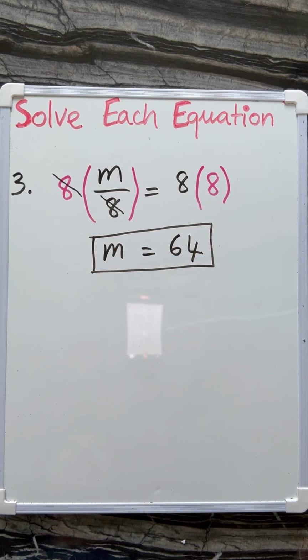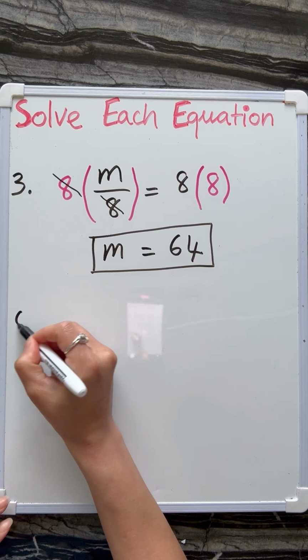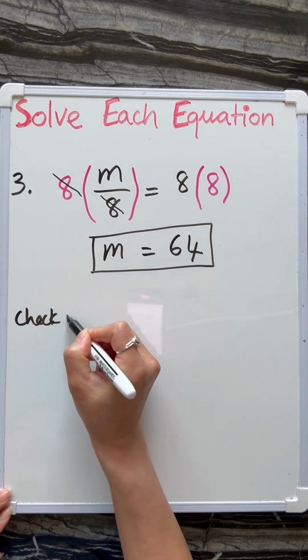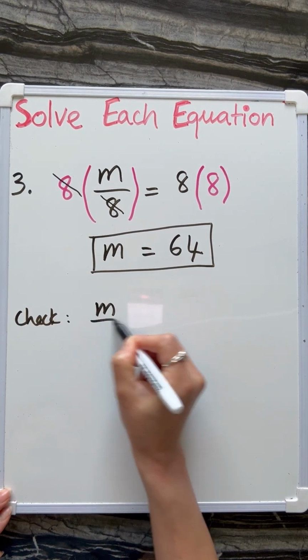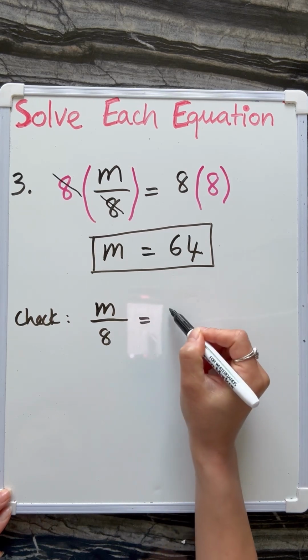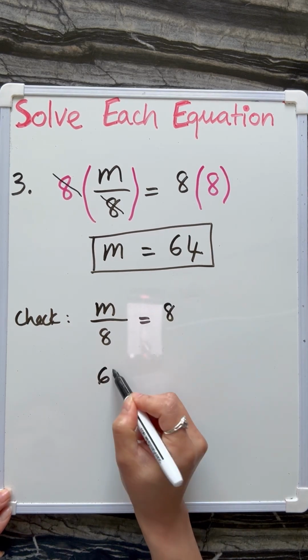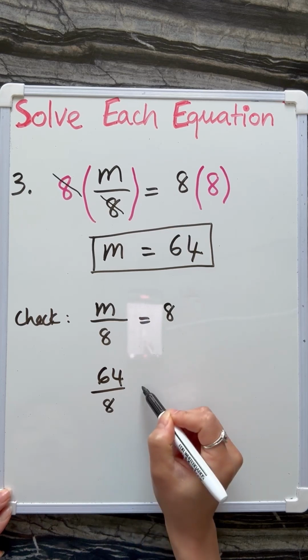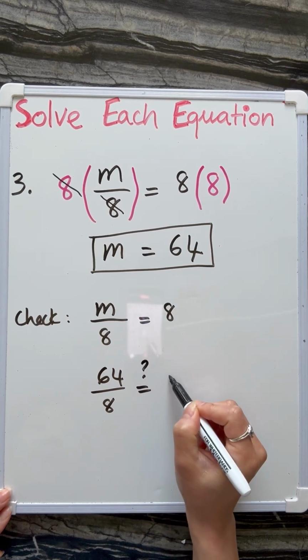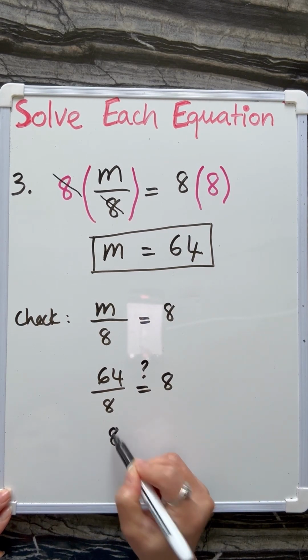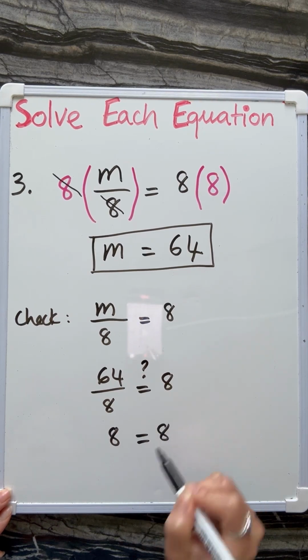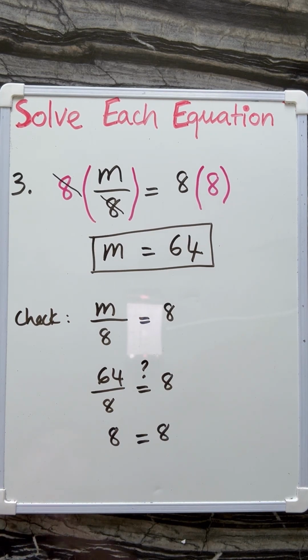Let's check to see if the answer is correct. So m divided by 8 equals 8. 64 divided by 8, is it equal to 8? So 8 equals 8. Yes, the answer is correct.